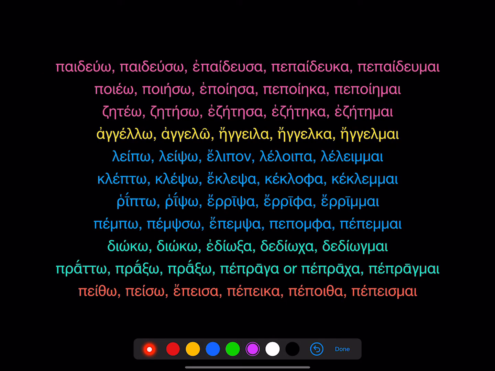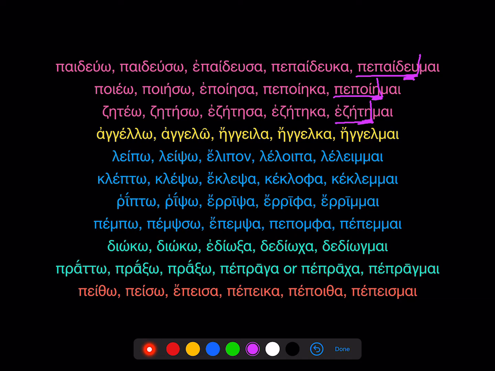So let's take a look at some fifth principal parts. So pepaideumai, pepoiēmai, ezētēmai, all of those before that mai have some kind of vowel. And so it's easy to attach the mai, sai, tai, and mēn, so, to endings after a vowel.